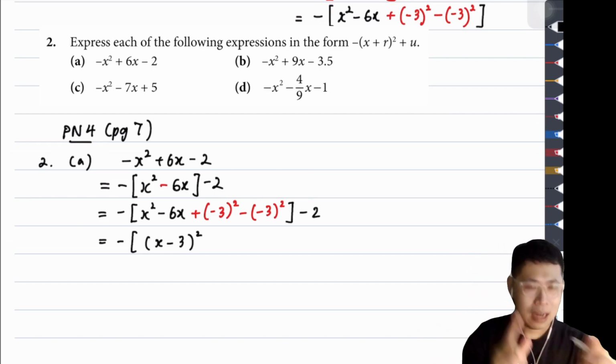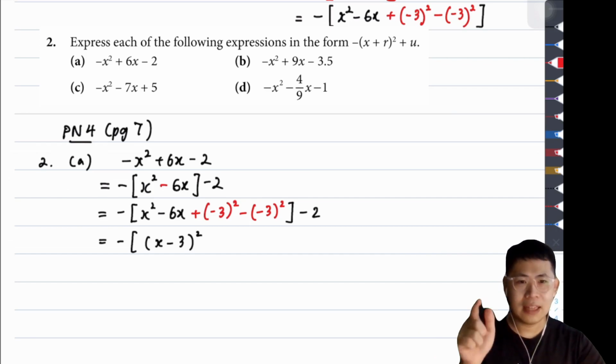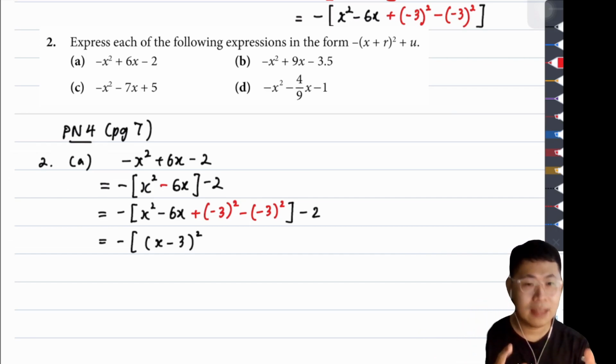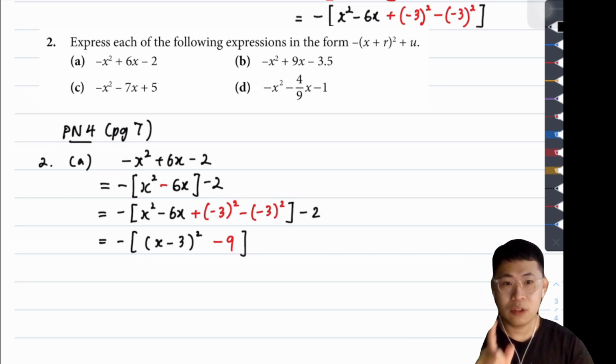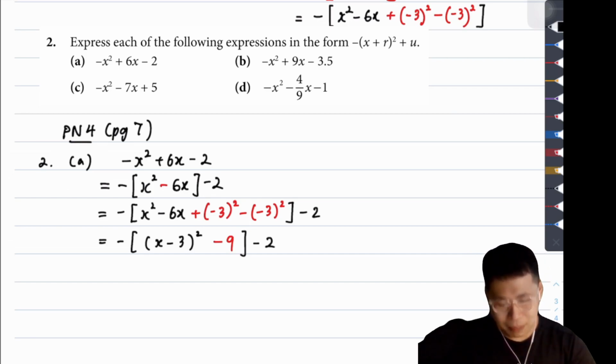Then the other one on the outside, negative 3 square itself is 9, so minus 9. So we have a minus 9 on the outside. Take note of that. You can use your calculator to verify. Make sure you key in the negatives as well, and brackets, and we minus 2.